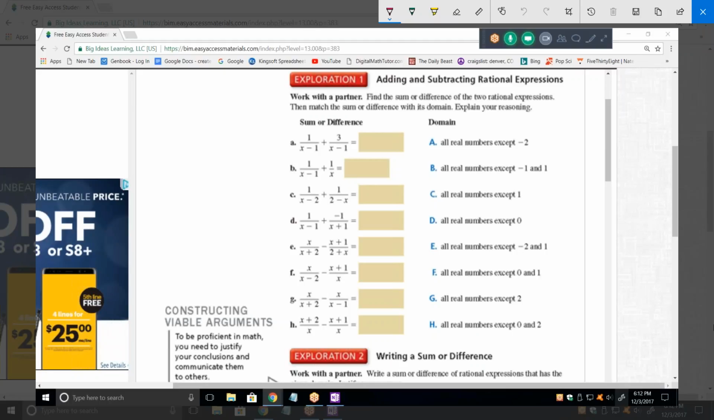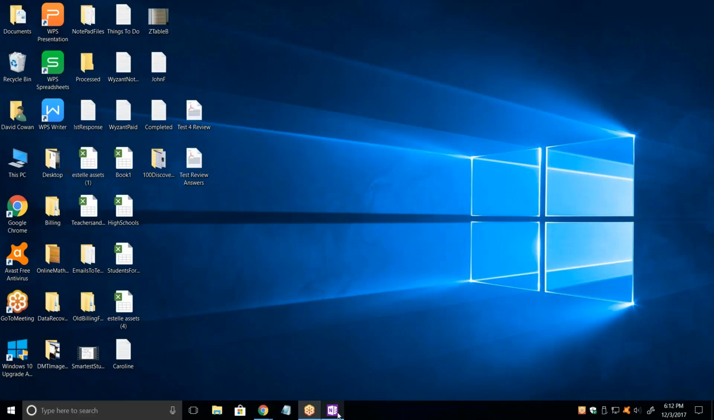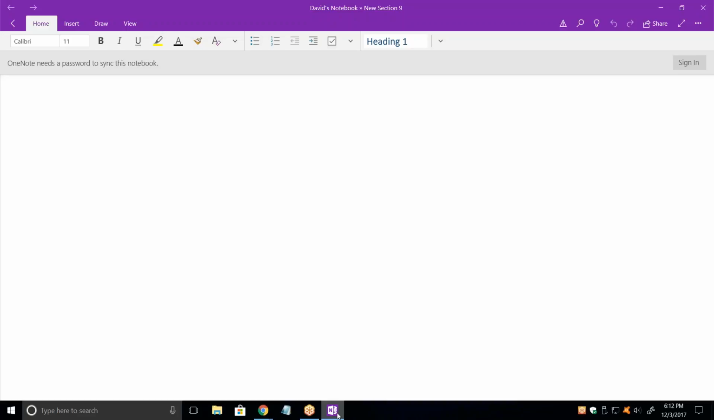I think we have two different textbooks here. I have a completely different page than you. Oh, can you read them to me? That might be the easiest way. Yeah, I can do that. Let me minimize that and open this.